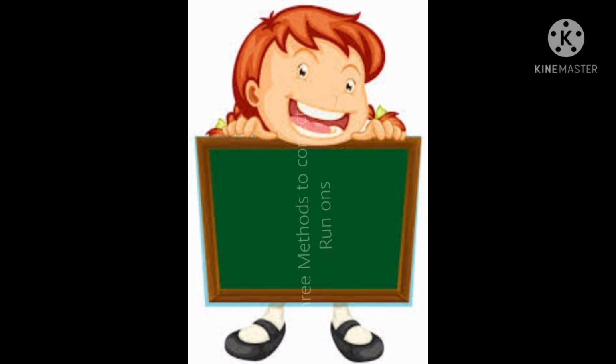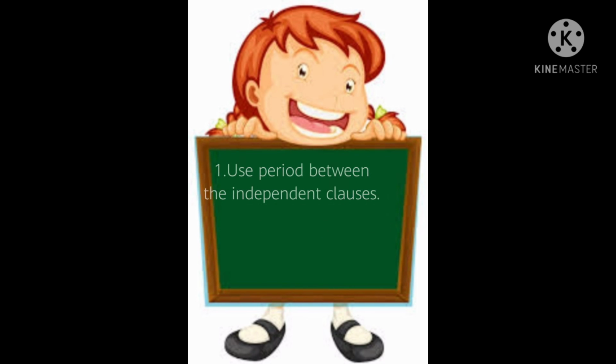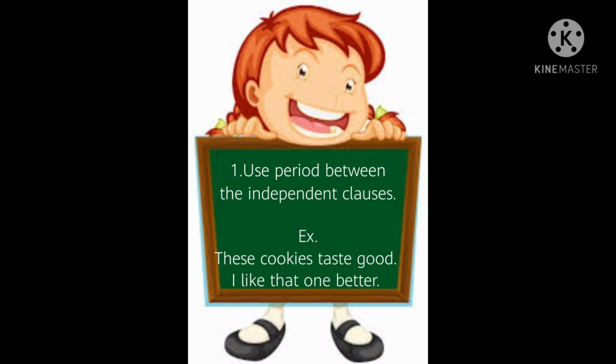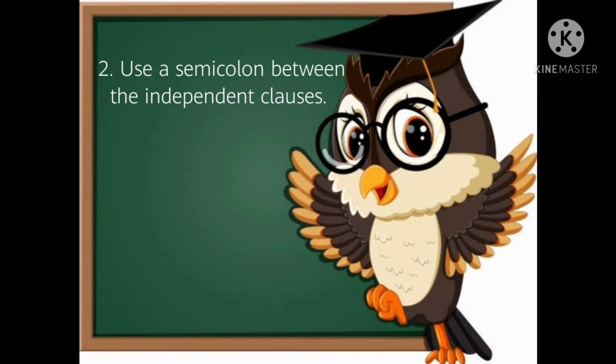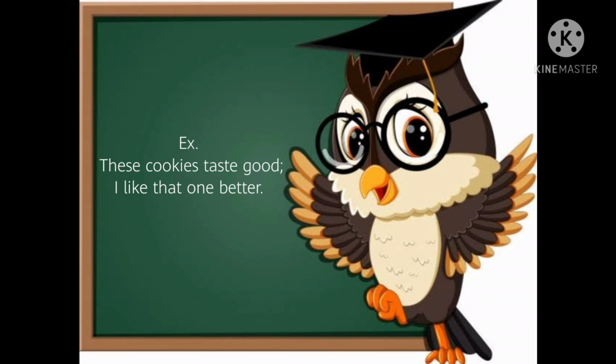So to correct run-ons containing two independent clauses, there are three methods of correction. First, use a period between the independent clauses. For example, "These cookies taste good. I like that one better." Next, use a semicolon between the independent clauses. So here we go: "These cookies taste good; I like that one better."